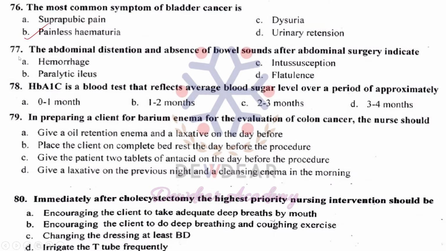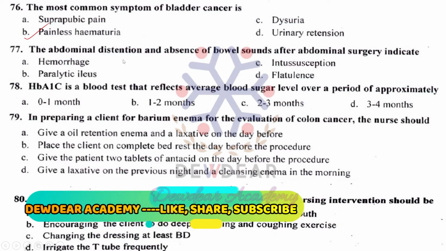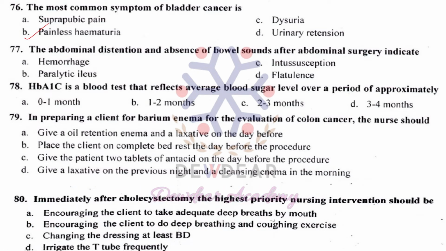Then question number 77: the abdominal distension and absence of bowel sounds after abdominal surgery indicates hemorrhage, paralytic ileus, intussusception, flatulence. The correct answer is option B, that is paralytic ileus. After abdominal surgery, if there is abdominal distension and absence of bowel sounds, that indicates paralytic ileus.